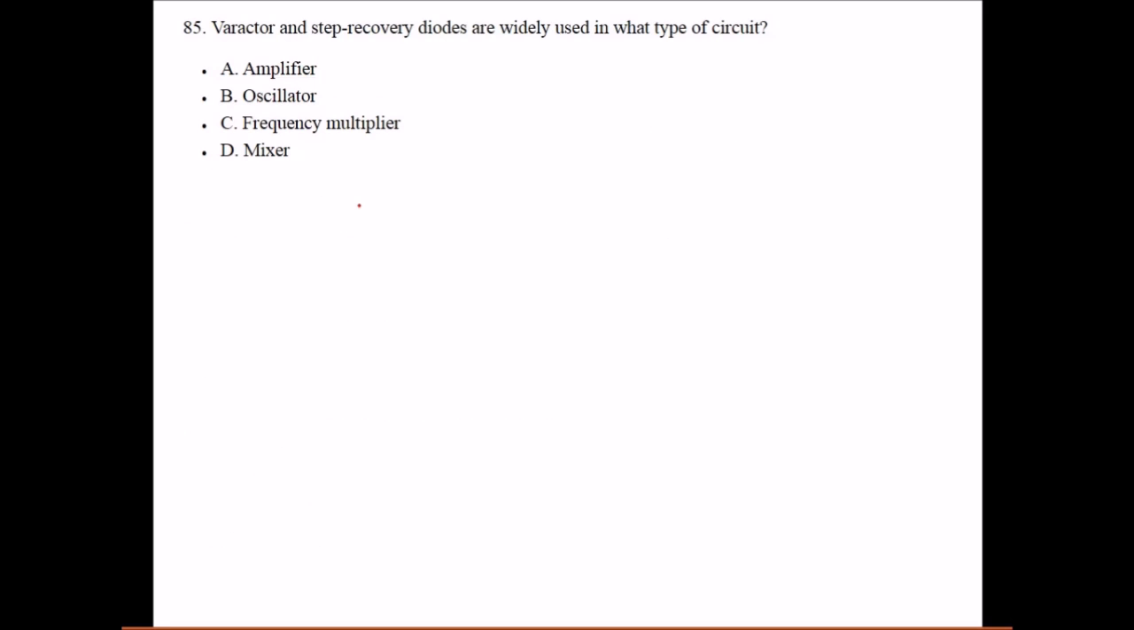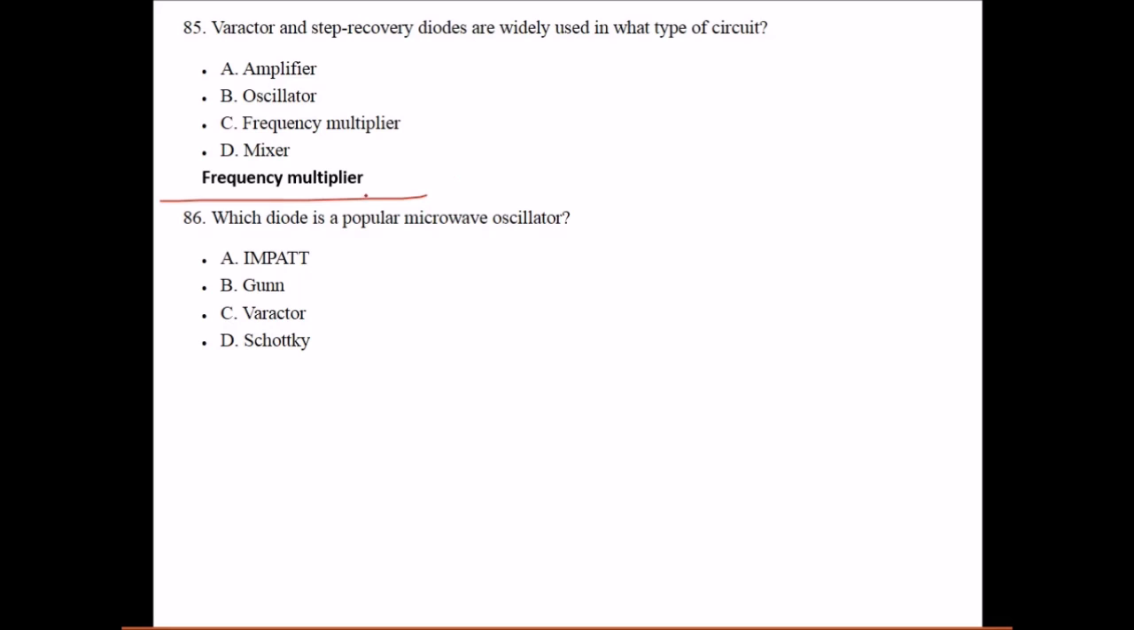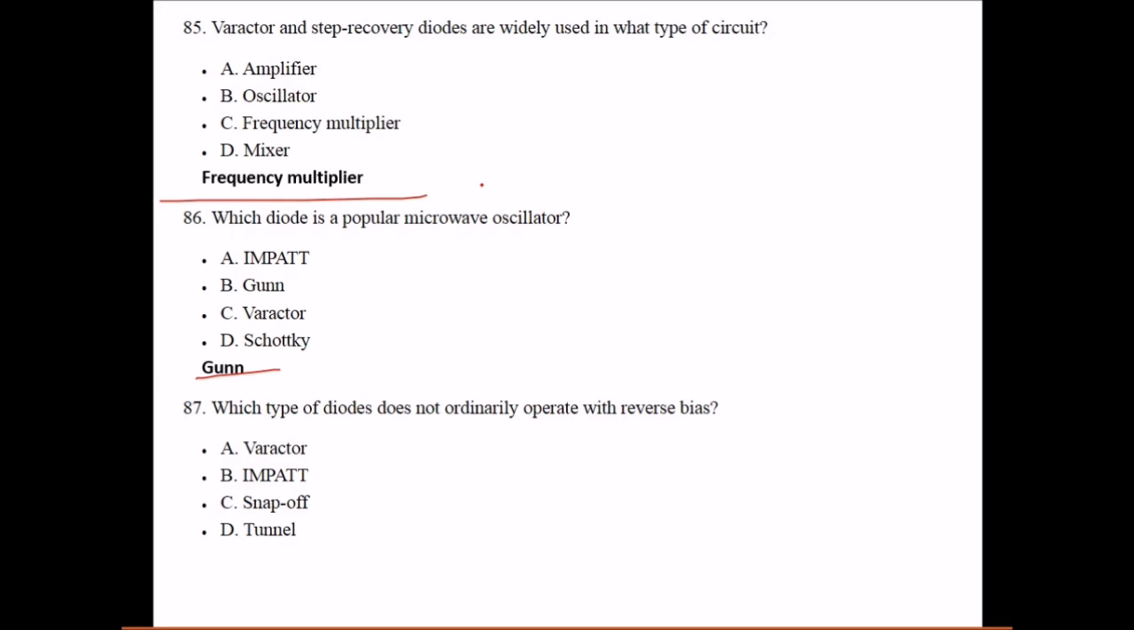Varactor and step recovery diodes are widely used in what type of circuit? It is frequency multiplier. So which diode is very popular microwave oscillator? It is Gunn. Gunn is a popular microwave oscillator. Which type of diode does not ordinarily operate with reverse bias? This tunnel. Low power Gunn diodes are replacing reflex klystrons.